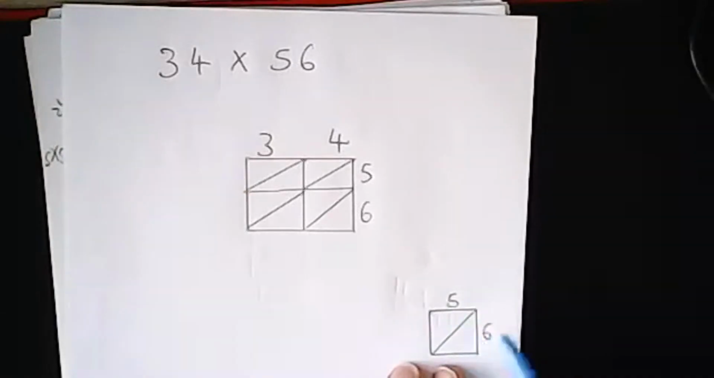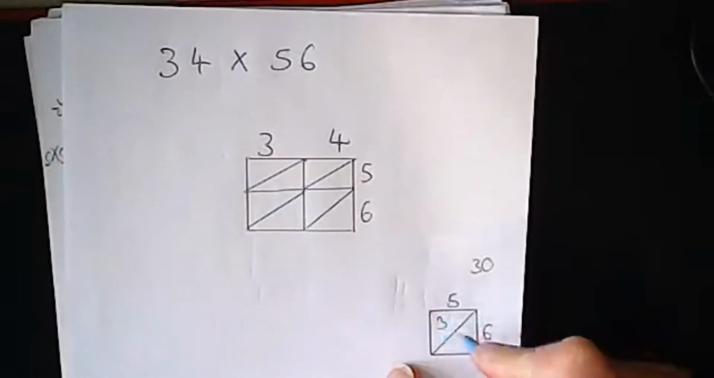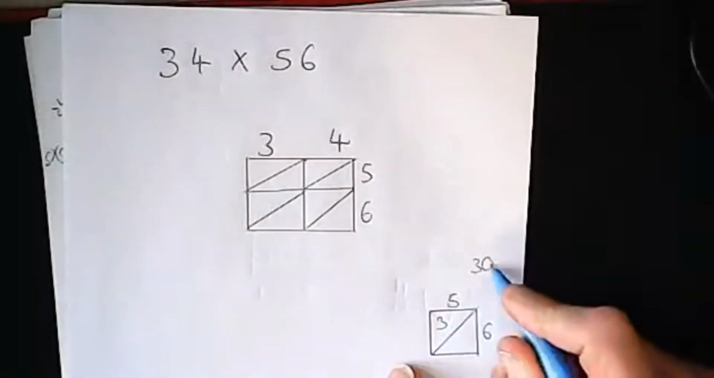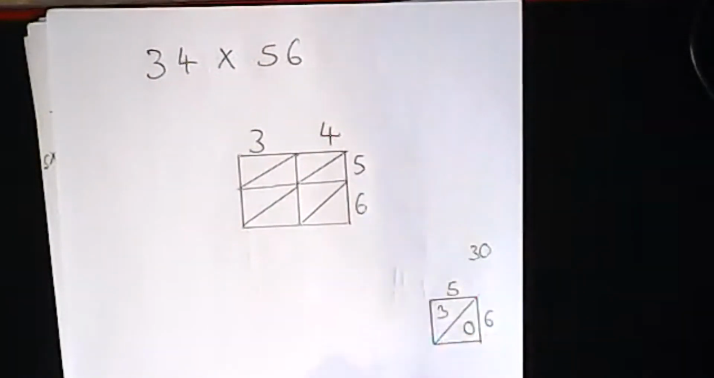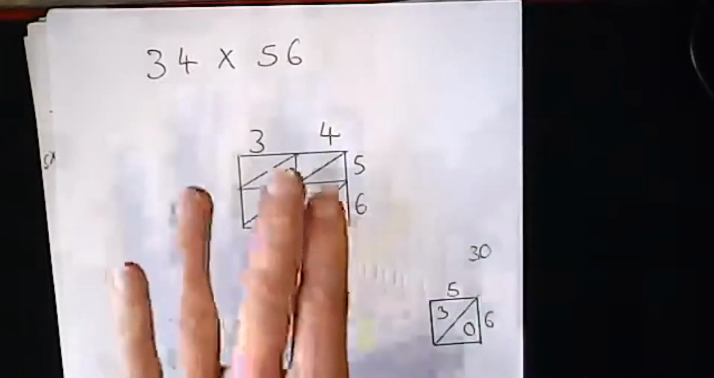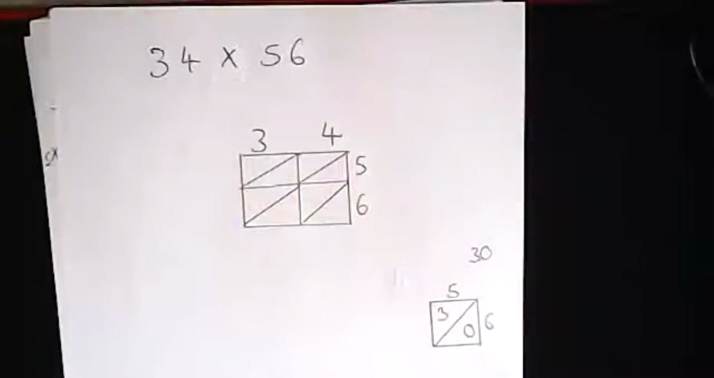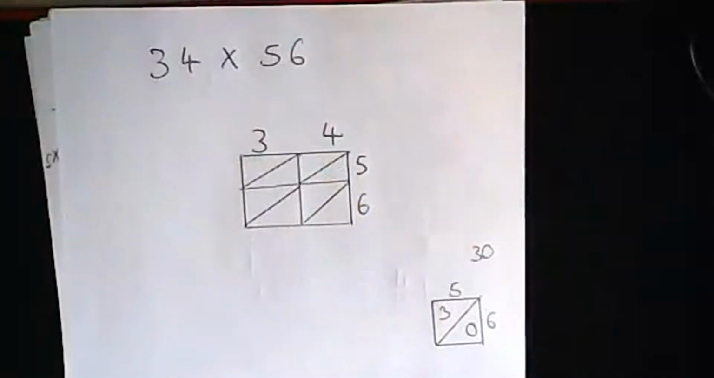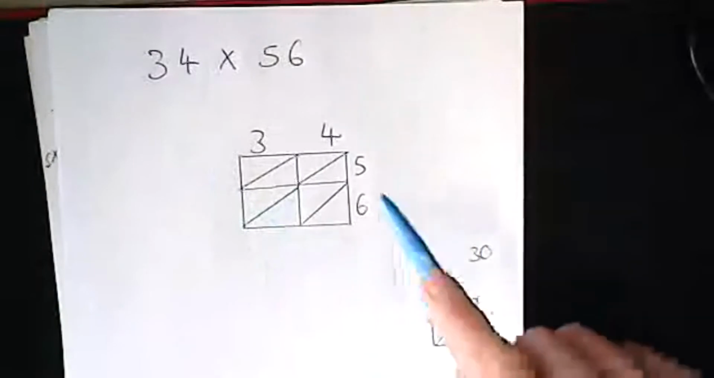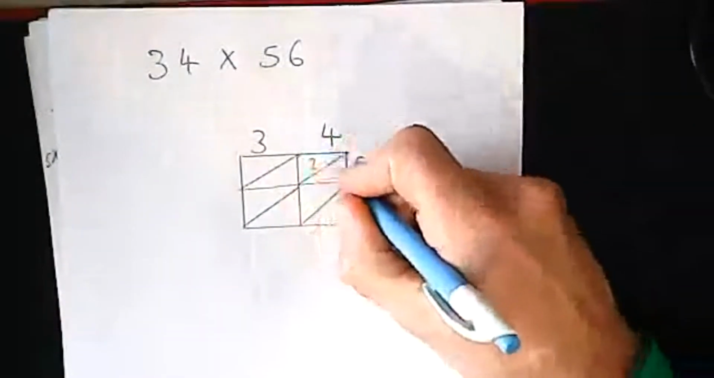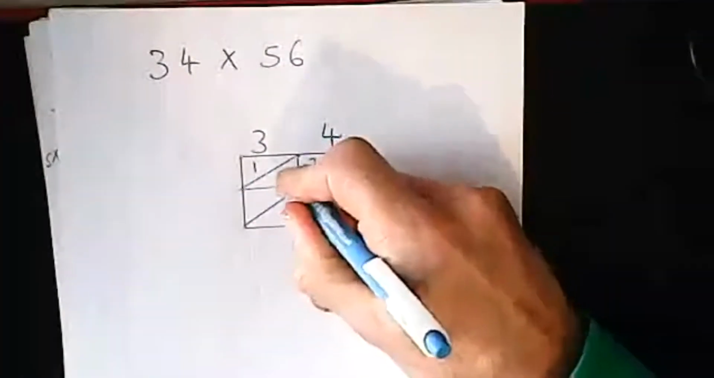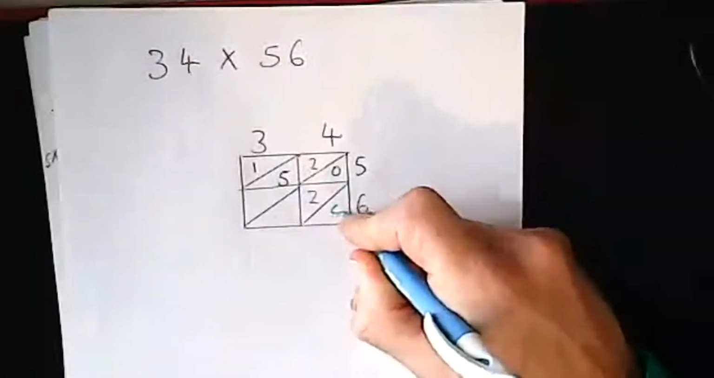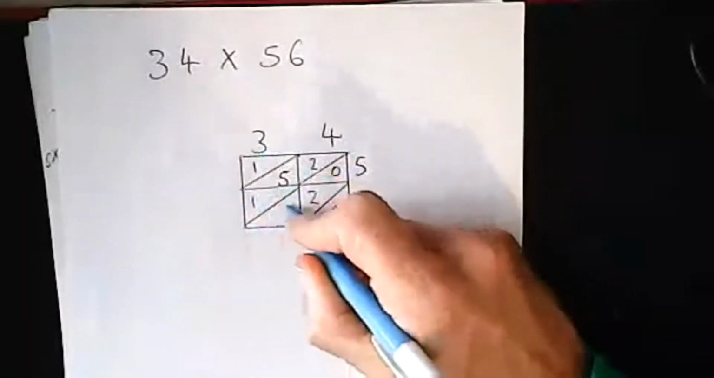5 sixes, so 5 sixes are 30, that's my answer. So the tens part is going to go on the top of the diagonal, and the units part is going to go on the bottom of the diagonal. The idea here is that the system automatically sorts out the place values with these diagonals. So let's whiz through this. Normal grid, dead easy. 5 4s are 20. I say dead easy if you know your times tables, that is. 5 3s are 15. 6 4s are 24. And 6 3s are 18.